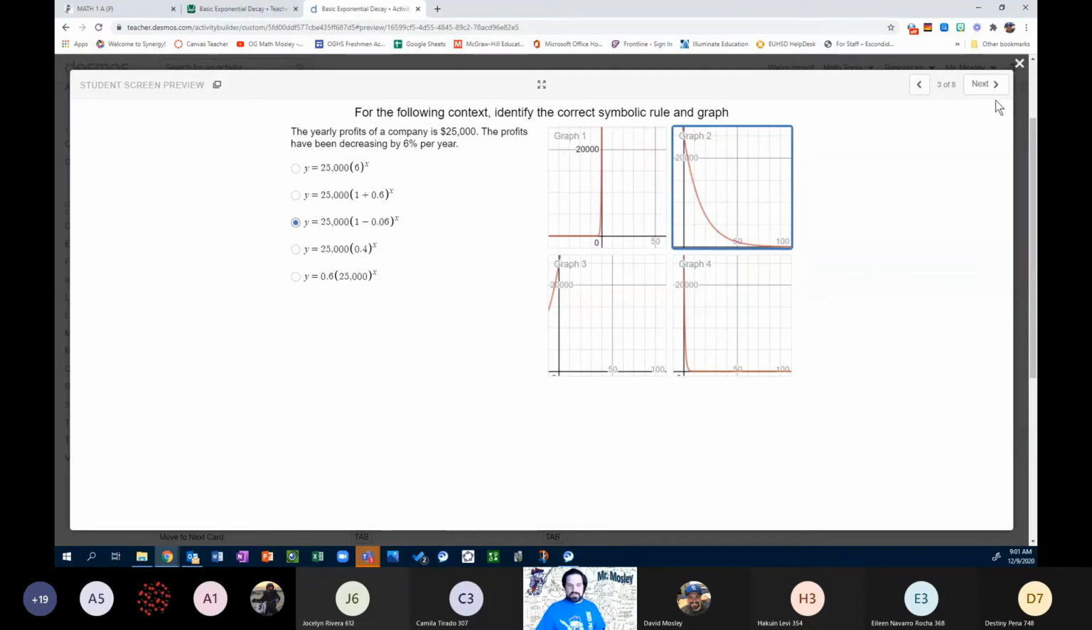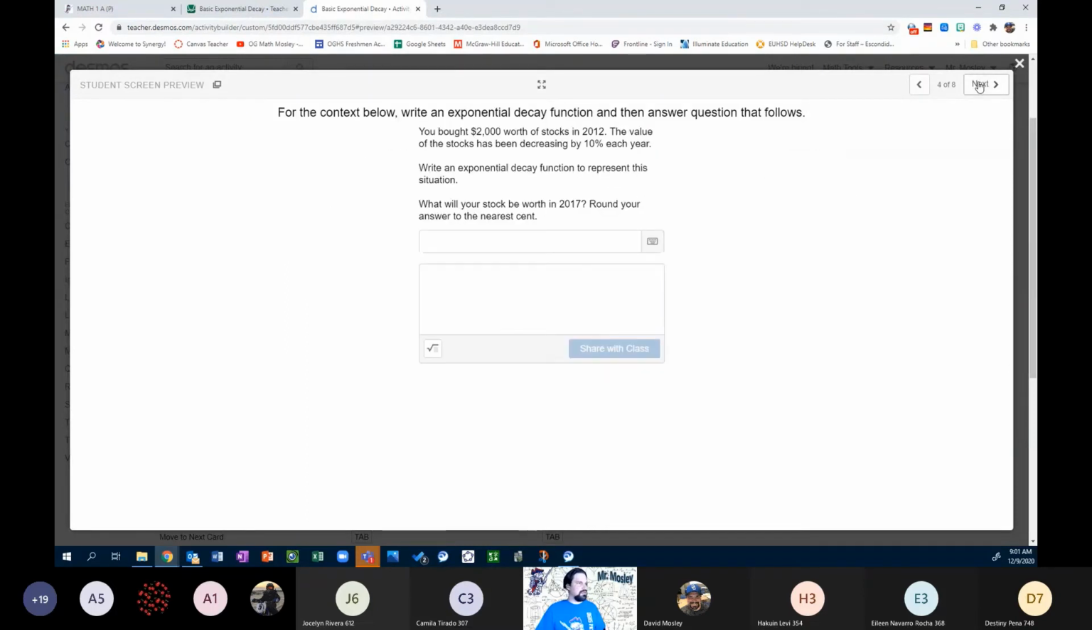Very good. So now, let's look at our next question. For the context below, write an exponential decay function and then answer the question that follows. You bought $2,000 worth of stocks in 2012. The value of the stocks has been decreasing by 10% each year. Write an exponential decay function to represent the situation. You're going to do that in the text box here. And then in the next entry here, what will your stock be worth in 2017? Round your answer to the nearest cent, so the nearest 2 decimal places. And that answer you'll put in here.